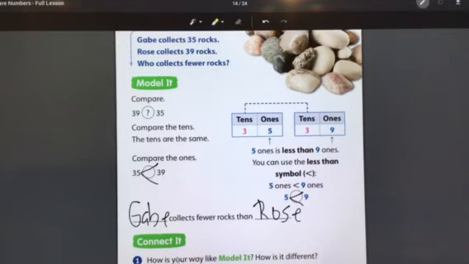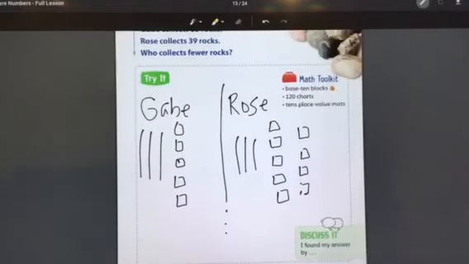Now it's asking, how is your way like Model It? How is it different? You don't need to write the answer out. I'm just going to explain how our way is different. So I'm going to go back up to what we did. We drew tens and one blocks to compare.